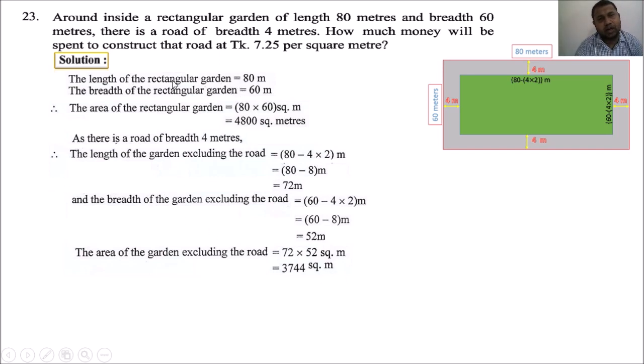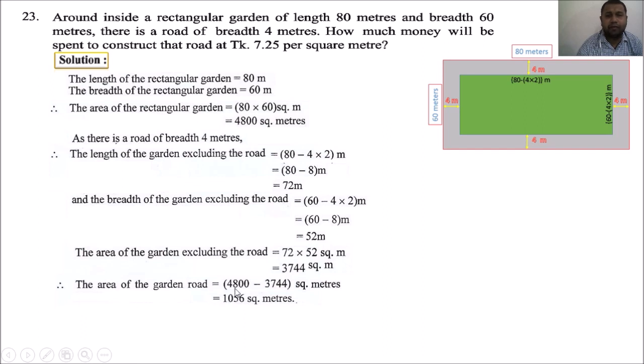We first find out the given length of the rectangular garden, 80 meter, breadth 60 meter. We find out the total area of the garden, that is 4800 square meters. And similarly there is a road given. We find the length of the garden excluding the road, that is 80 minus 4 into 2, and that is 72 meter. And similarly we find out the breadth of the garden excluding the road, 60 minus 8 meter, that is 52 meter. And we find out the area of the garden excluding the road, 3744 square meter. Now the area of the road will be 4800 minus 3744, and that is 1056, the area of the road. So from the total area I just subtract the garden area.